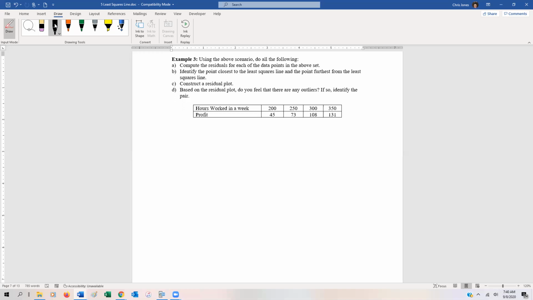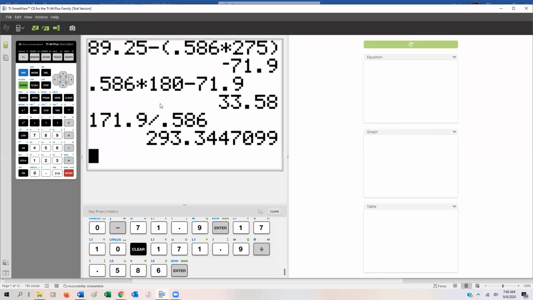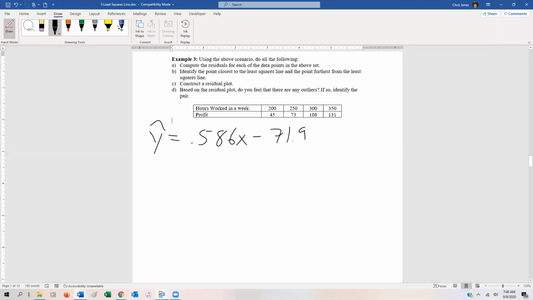So the first thing we remember is that we got this least squares line: 0.586x minus 71.9. That was our least squares line that we got a long time ago. Unfortunately, I deleted it, but it's right here in the calculator. So instead of 180, we have x. We need that first. Before you do any of the residuals, the first thing you need is the y hat equals b1x plus b0. If you don't have that, you're not going to be able to do anything.